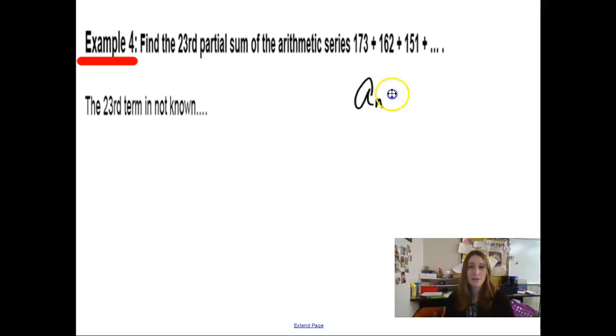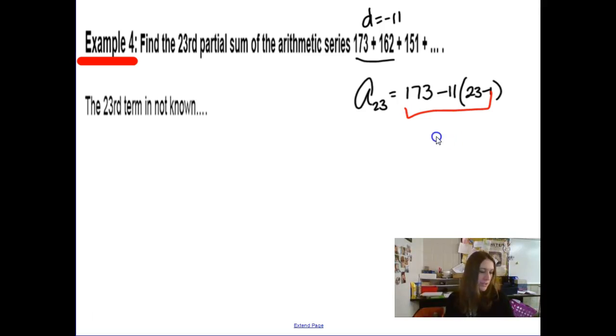So switch back to sequence for a moment, and let's find the 23rd term. It's arithmetic, because I can see that there's an arithmetic pattern here. Looks like they're subtracting 11 each time. D. So the first term is 173. And then they add a -11 or subtract 11, and then n minus 1 times. So that'd be 23 minus 1, or 22 you could put there. So calculating this number, the 23rd term is -69.